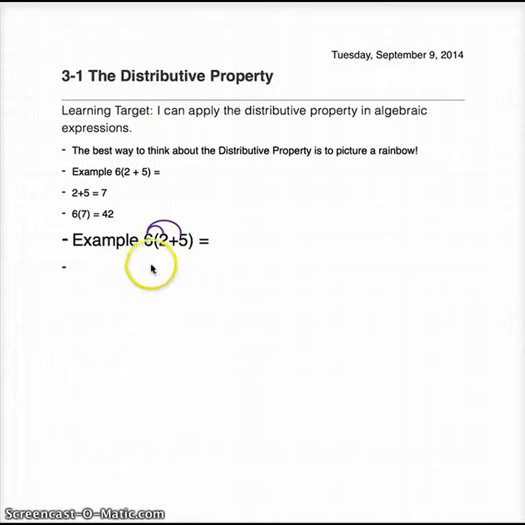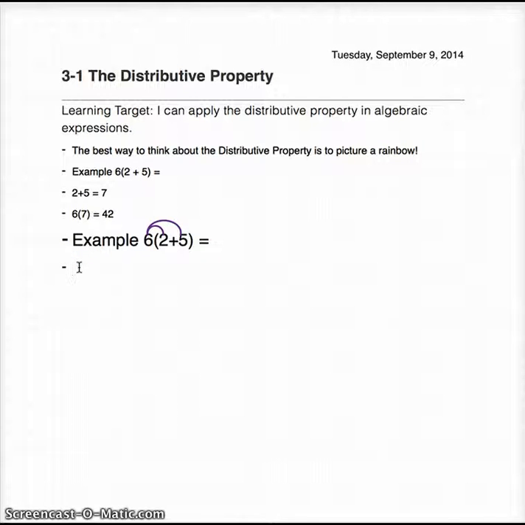All right, so there's your example right here. And if you look, it looks just like a purple rainbow. So what I did is I drew a line from the 6 to the 2, and then I drew a line from the 6 to the 5. And this brings us to our next step. We're basically pairing up those numbers, but remember that anytime a number is next to a parentheses like this right here, it means to multiply.